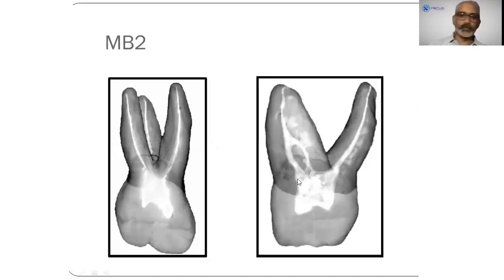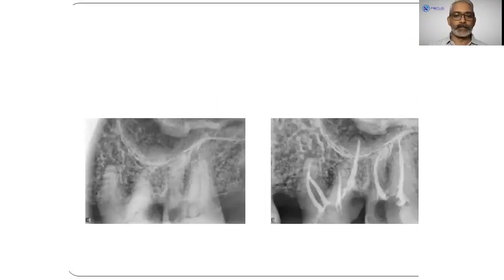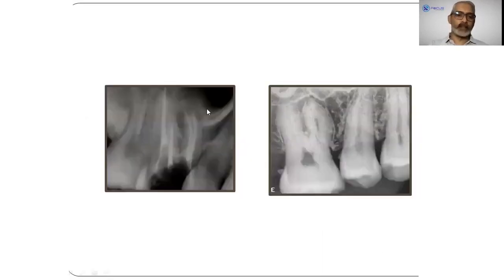And the majority of MB2, they are of Weine's type 2 pattern, or Vertucci's type 2 and 3 patterns. They might be having 2 canals which join and have a common apical exit. That is the reason why even if you don't pick an MB2, the tooth survives for some while. See, many times your MB1 and MB2 join together, okay, with an apical exit. But that is not true for all the teeth. Some teeth have 2 separate MB1 and MB2.